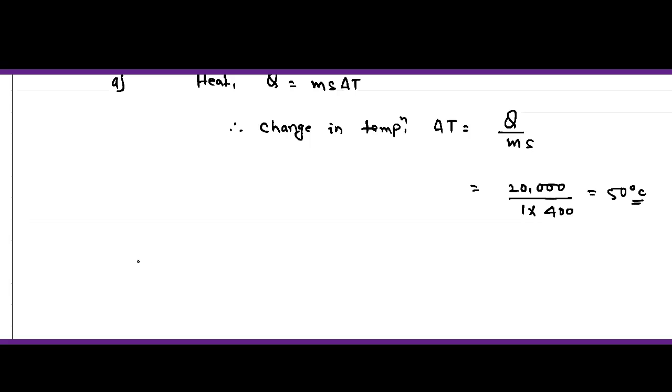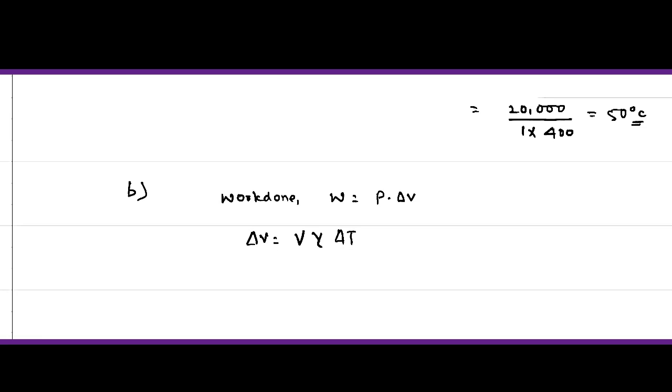So first we calculate the value of delta V. We know that work done W is written as P into delta V, and delta V is equal to the original volume into gamma into delta T, where gamma is the cubical expansion coefficient, and the value is given here. The volume can be written using density: density is equal to mass by volume, so volume is equal to mass by density. So mass is 1 kg and density is 9,000.